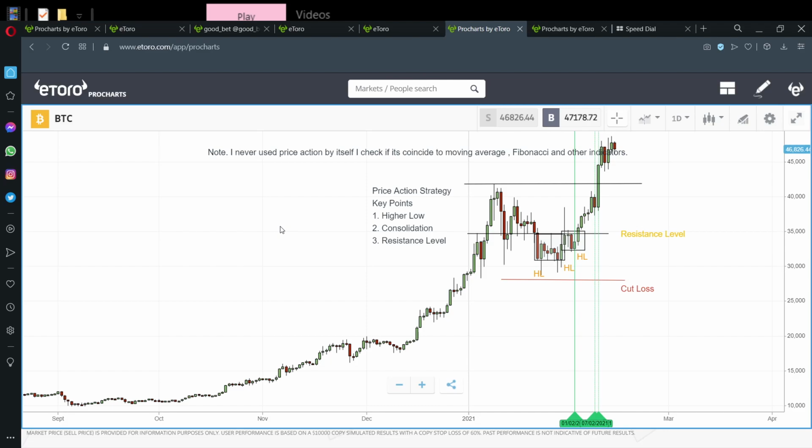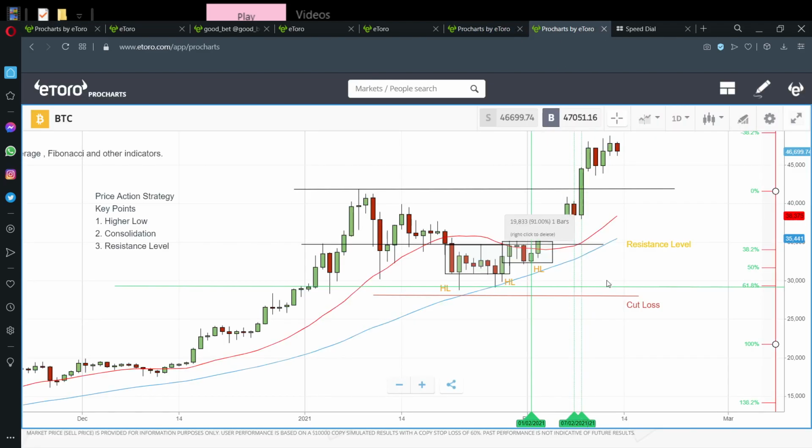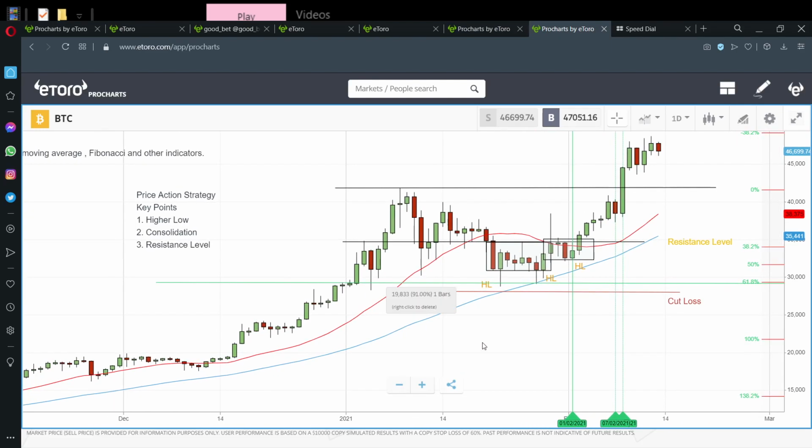So we can look now at the 50 moving average to check if it coincides, and it is confirmed that it coincides with my 50 MA. And let's check the 20 moving average. This one is also coincident with the resistance level.